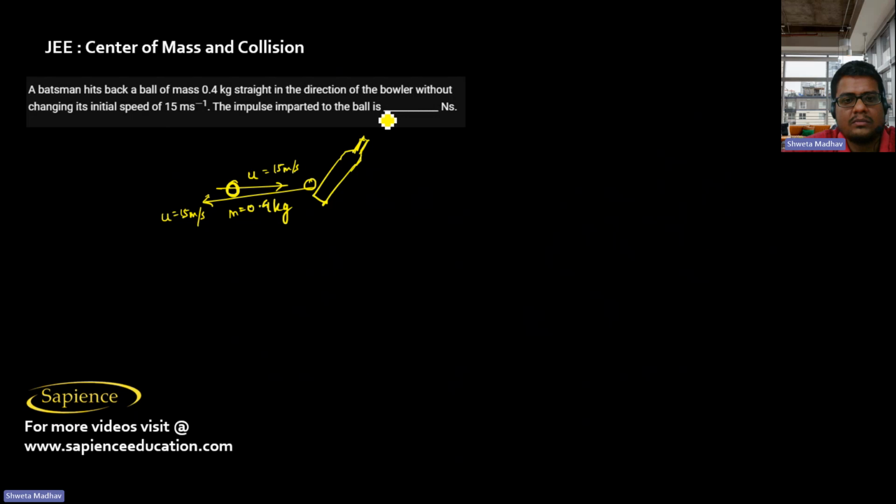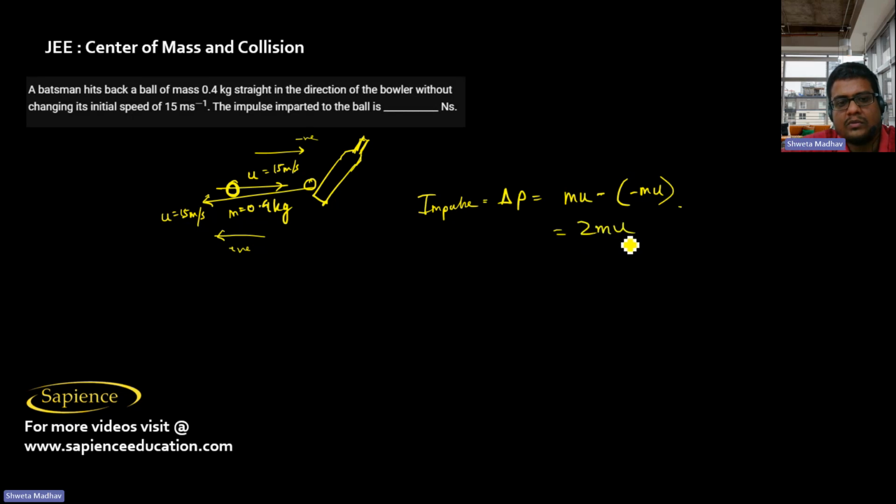The impulse imparted to the ball is asked. The impulse imparted will be equal to the change in linear momentum of the ball. So that will be equal to delta p, that is mu minus (minus mu), if I take the direction towards left as positive and the direction towards right as negative. So that will be equal to 2mu. So 2 into m, that is 0.4, into u, that is 15. 15 into 0.4 into 2, that is 12 Newton second. So 12 is the answer.